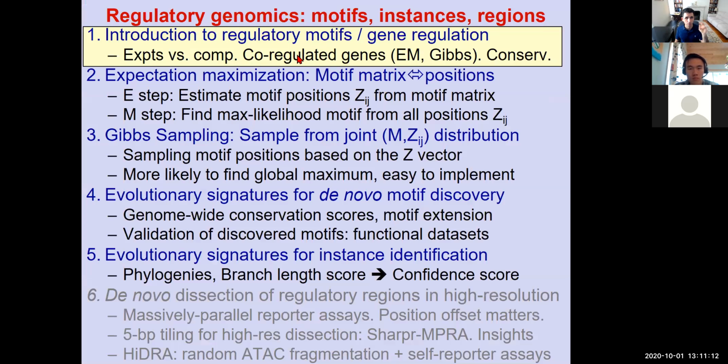So first, we're going to talk about what are regulatory motifs. Then we're going to talk about two different ways of discovering them in co-regulated gene sets, expectation maximization and Gibbs sampling. Then we're going to talk about evolutionary signatures for de novo motif discovery. And then we're going to talk about evolutionary signatures for individual instance identification. And then we're going to talk about de novo dissection of regulatory regions using high throughput experiments. So let's dive right in.